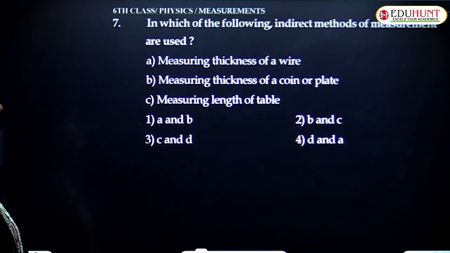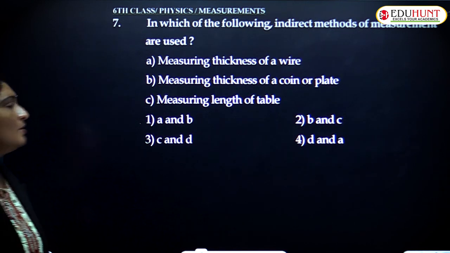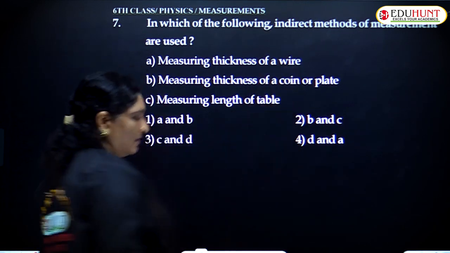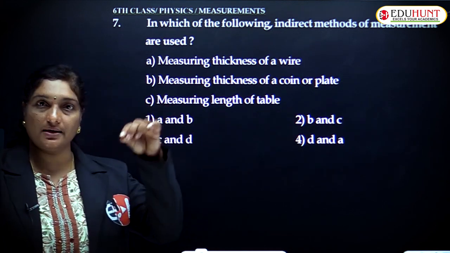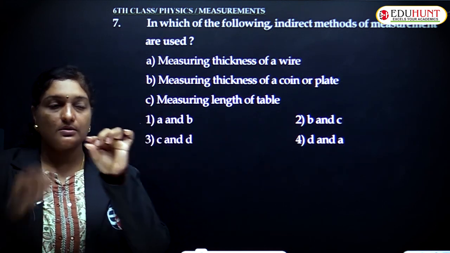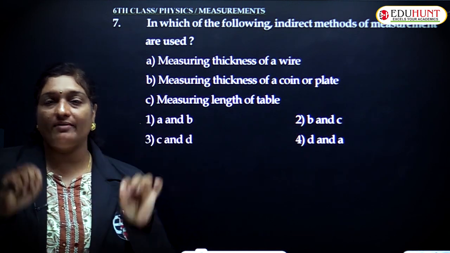Next, in which of the following are indirect measures of measurements used? In order to measure the thickness of a wire, thickness of wire means the copper wire, which if you observe, is inside the electric current wire and all. So, small narrow copper wire you measure.